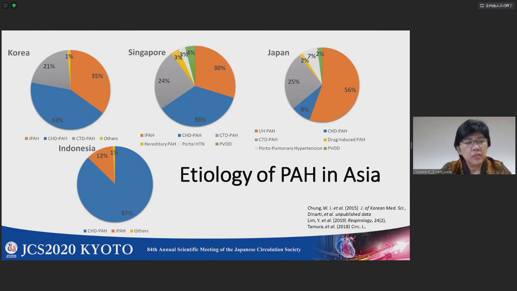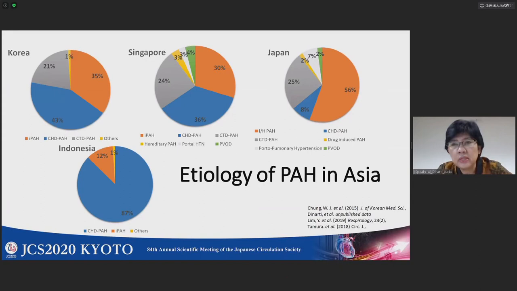In this slide, we can see that the etiology of PAH in Asia varies among the populations in Asia, Indonesia, Korea, and Singapore. The most common etiology of PAH is congenital heart disease. Yet an interesting point here is that Indonesia predominantly has 87% of CHD, congenital heart disease, as the PAH etiology.